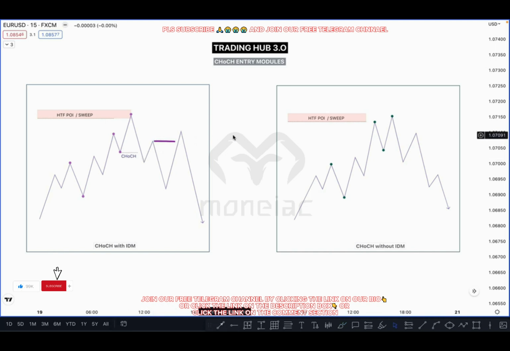Now let me show you another diagram, which one is here. In the next diagram, you can see this one is our choch without inducement. In this case, you don't need to wait for inducement. You can immediately sell after taking out the previous high.